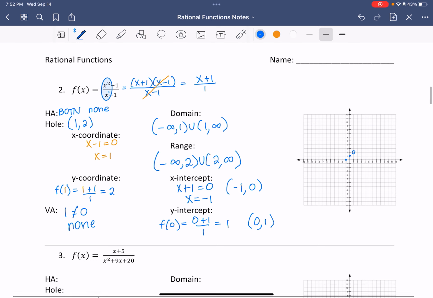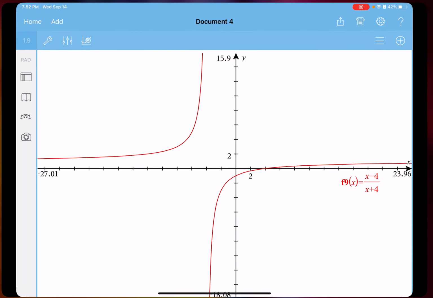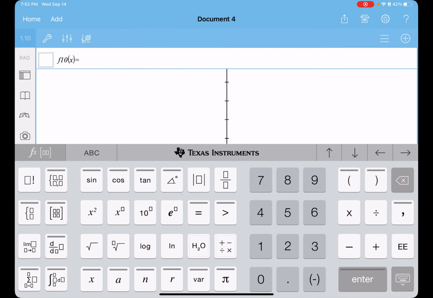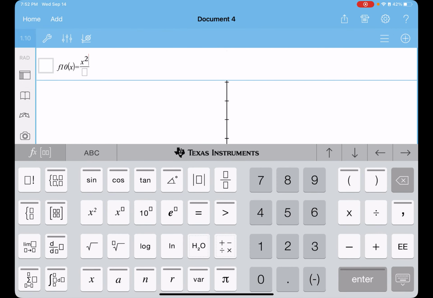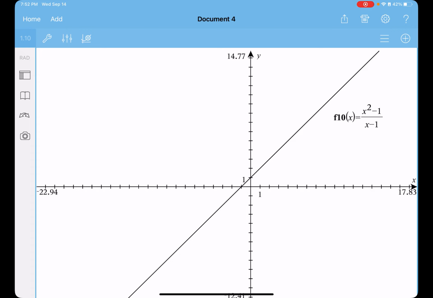And now we are ready to graph so we can sketch it. When you're graphing, I do want you to use the original function. So that was x squared minus 1 over x minus 1. And you can see it does create a straight line. Also notice that you don't see the hole. Remember we had a hole at 1, 2. So that is a limitation that you need to be aware of. The calculator will never show you the hole.